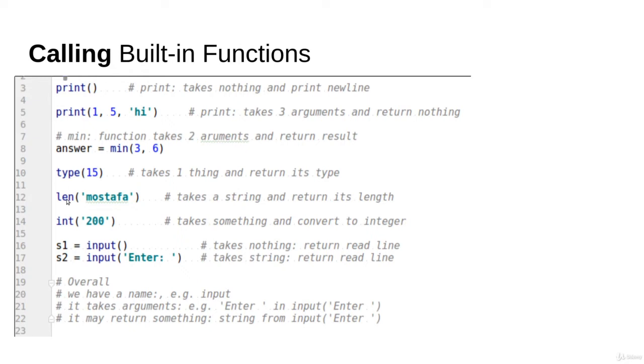The length function can take a string and return the length of it. The int function can take a string or maybe a float and cast it to an integer. We see the input function returning a single line that it reads. It can take nothing or take a single parameter. So this is what we learned so far. As you see, we have a function name, sometimes we send 0 or more arguments, and sometimes we receive an output from the function.